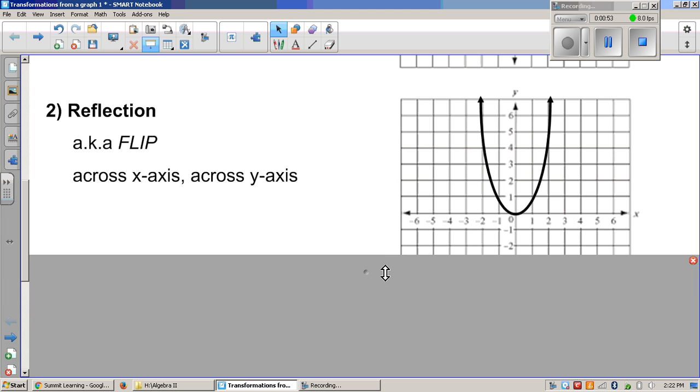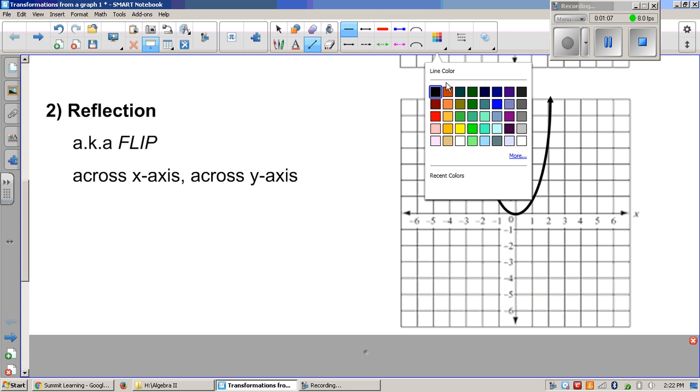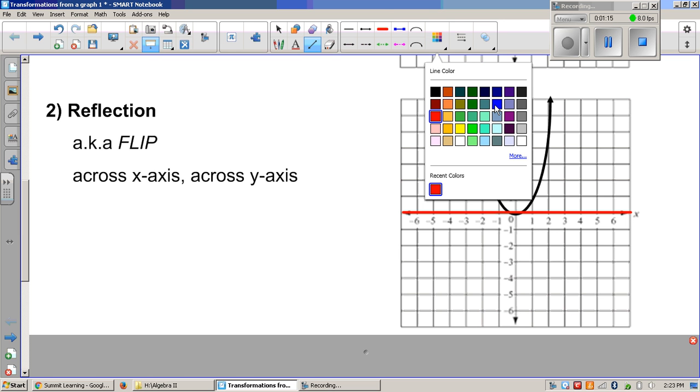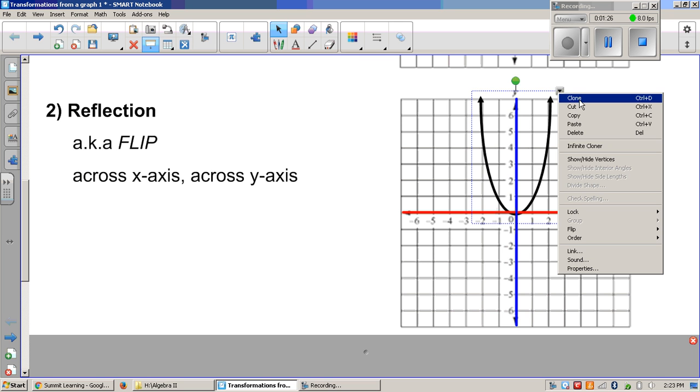Another type of transformation is called a reflection. Some say a flip. Now, when we're just talking about a graph, we usually restrict, when we say reflection, we mean reflect either across the x-axis, which would be this here that I just did in red, or across the y-axis, what I just did in blue there. Now, if I wanted to do a reflection across the x-axis, let me show you what that would look like.